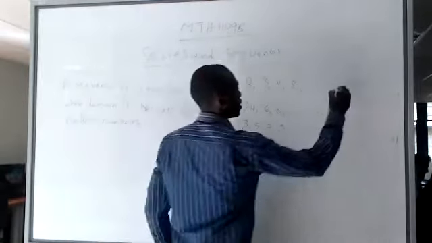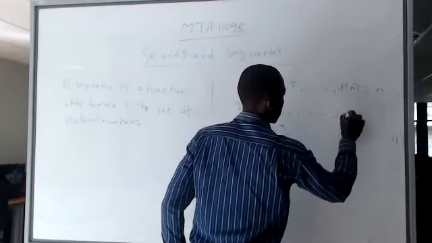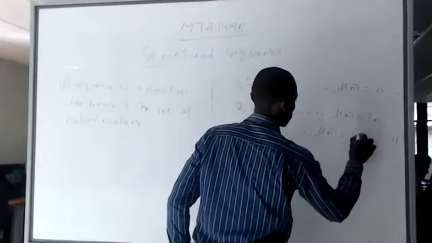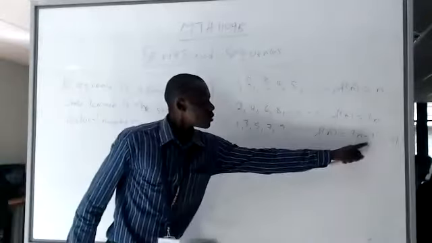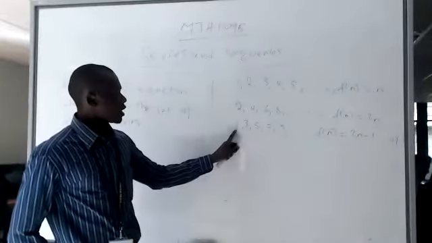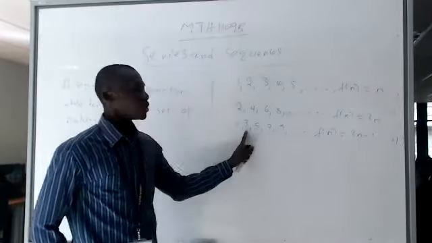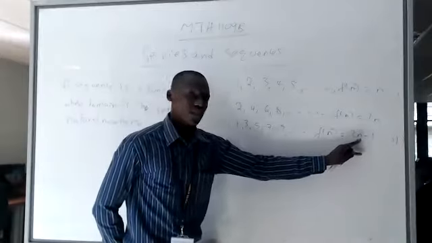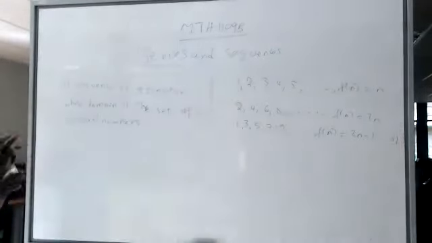So we write the function here as f of n is n, and here f of n is 2n. Here I could write f of n is 2n minus 1. So at 1, I put 2 times 1 minus 1, takes me to 1. At 2, I put 2 times 2 minus 1, so that is 4 minus 1, takes me to 3. At the third term, I took 2 times 3, 6 minus 1 gives me 5. So it's simply a function whose domain is the set of natural numbers.